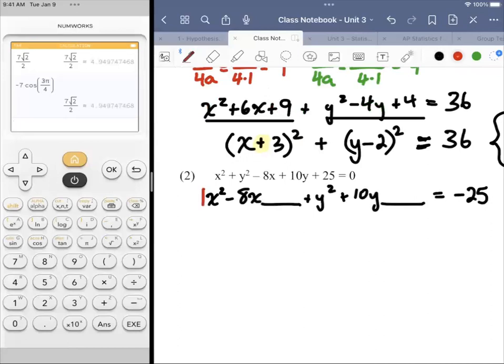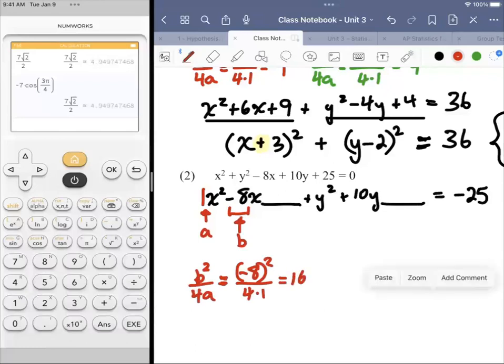We have the 1. That's my a. The negative 8 is my b. b squared over 4a. And by the way, that 4 is necessary. Sorry, the a is necessary on the bottom. Even though the a values have been 1, they won't always be 1. So got to keep that in mind. So negative 8 squared over 4 times 1. 64 over 4 is 16. So plus 16 on this side, plus 16 on that side.